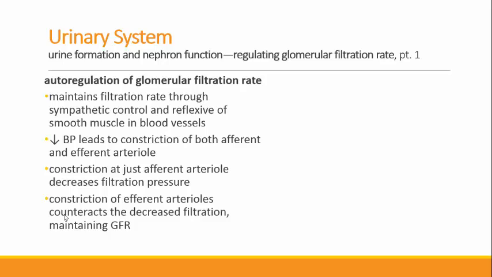If just the afferent arteriole is constricted, then we're going to see less blood entering the glomerulus, and we're going to see a decrease in filtration pressure. But that constriction of the efferent arteriole will help to counteract the decreased filtration rate that would happen because we're not letting a lot of blood into the glomerulus. So that's why constriction would reduce pressure. So we see this constriction of both the afferent and efferent arteriole if blood pressure is lost.